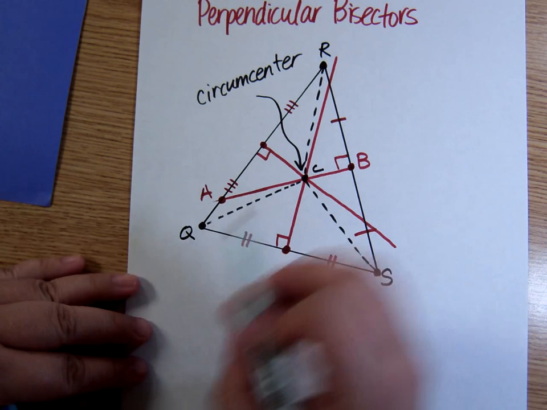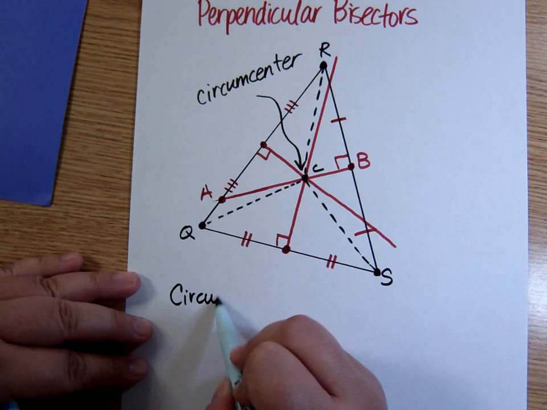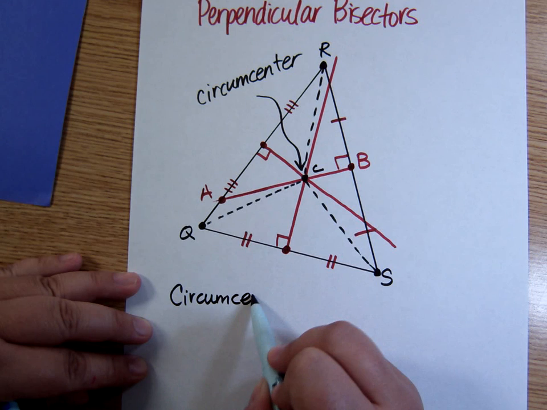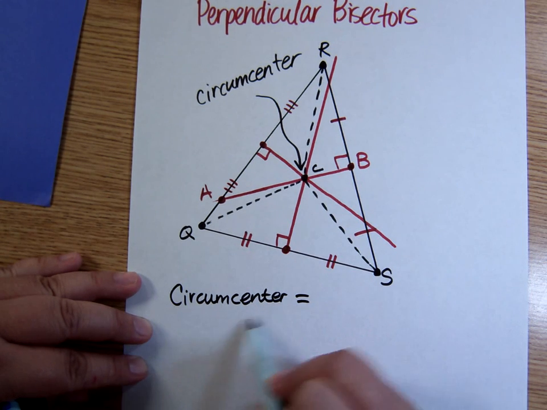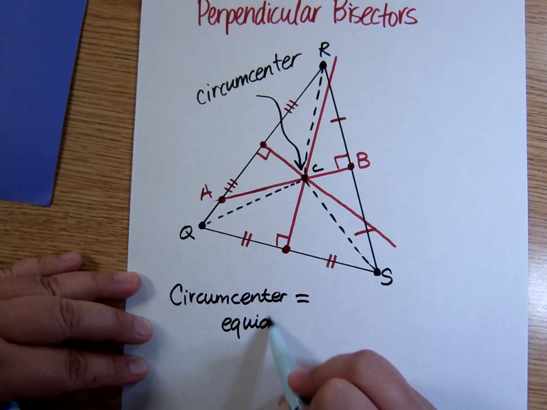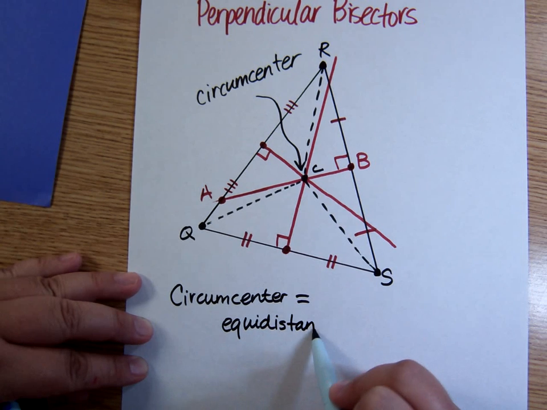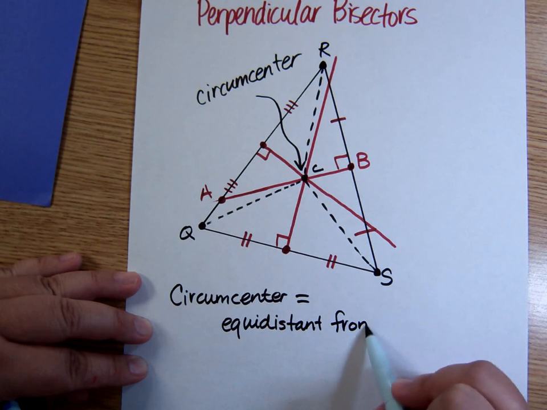So the circumcenter is equidistant from the vertices.